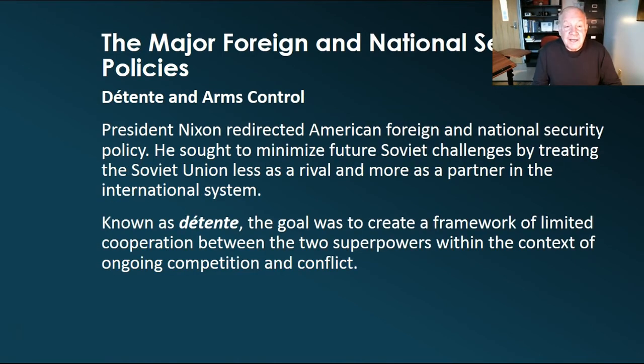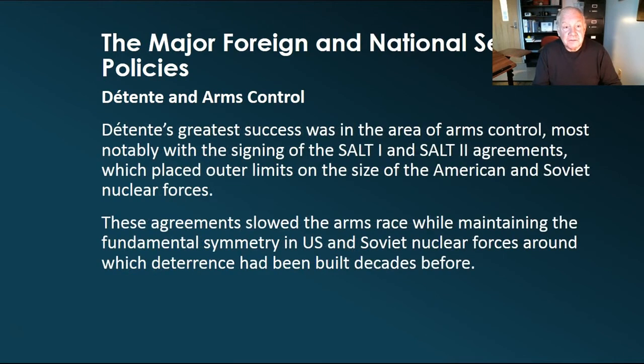Détente and arms control. President Nixon redirected American foreign and national security policy. He sought to minimize future Soviet challenges by treating the Soviet Union less as a rival and more as a partner in the international system. Known as détente, the goal was to create a framework of limited cooperation between the two superpowers within the context of ongoing competition and conflict.